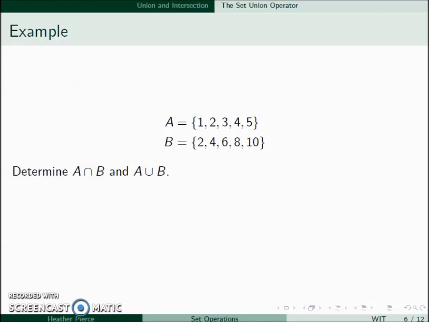So here's an example. We want to find A intersect B and A union B. For A intersect B, we want to know what they have in common, which we can see is both 2 and 4. For the union, we take everything in set A and then add in the 6, 8, and 10 from set B.